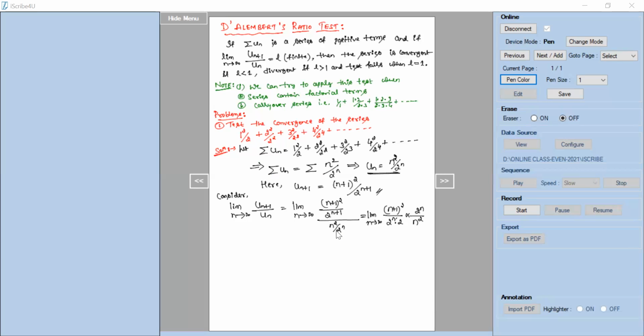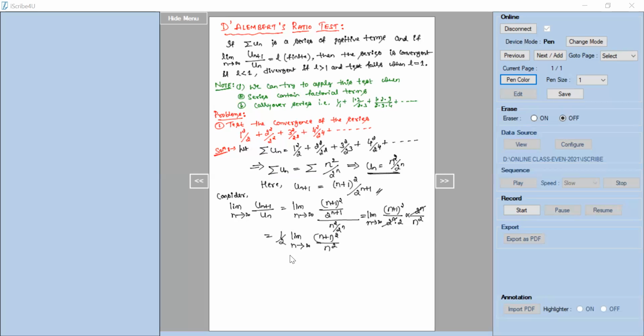So now this 2^n gets cancelled. And you can observe here, this 2 is a constant, I can take it outside. It is 1 by 2 limit n tends to infinity, (n+1)^2 divided by n^2. So this is the simplified term. Now if we substitute the limit of n tends to infinity and simplify, we get the value of the limit, and I can decide about the convergence or divergence.